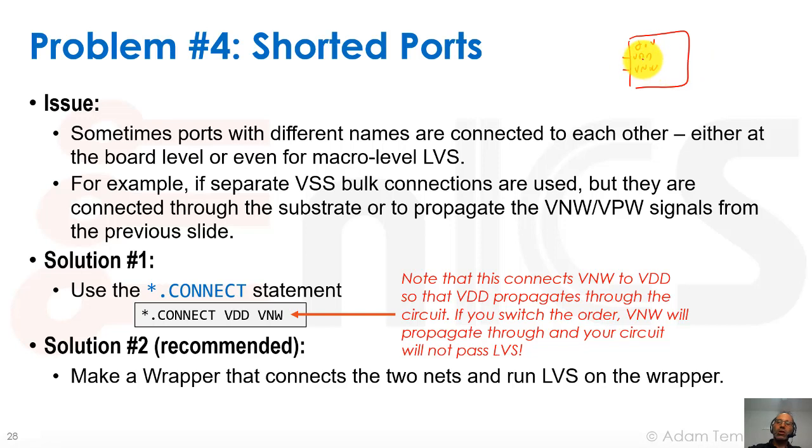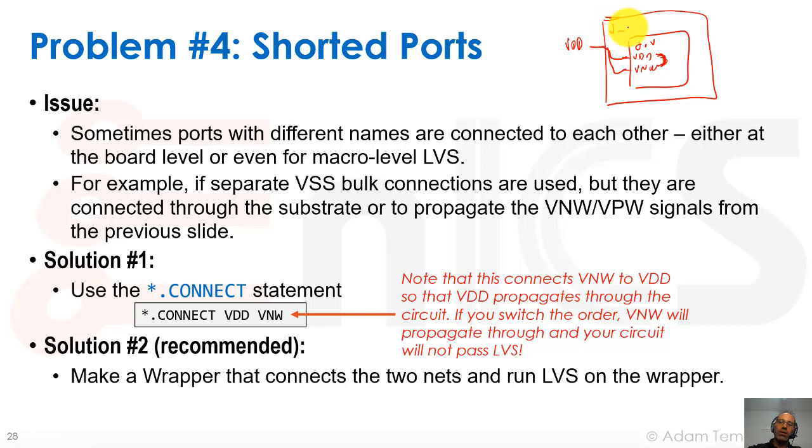And these are actually shorted together, right? So the star.connect will short them together. But instead of that, we should make a wrapper on top of it. And the wrapper will just have one pin that's for VDD, and it will connect VDD to both of these, and we run LVS on the wrapper.